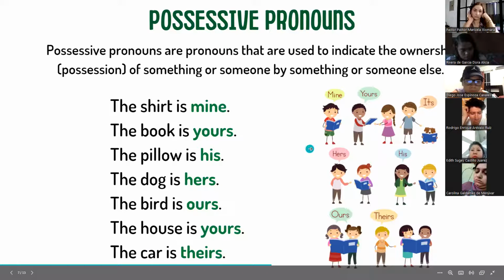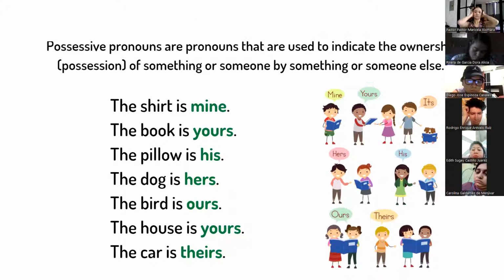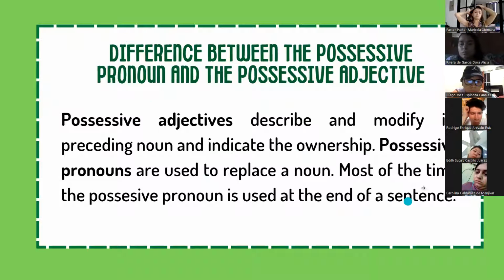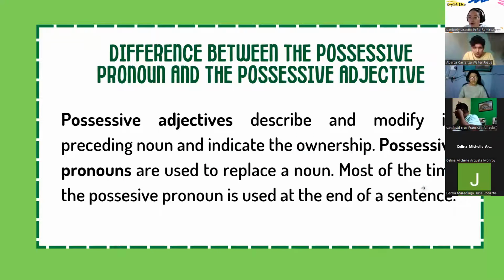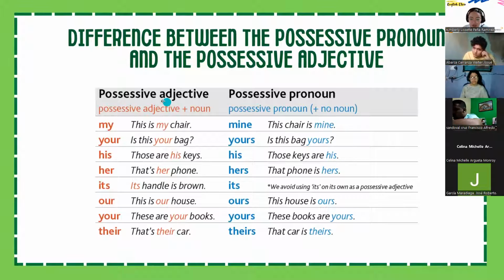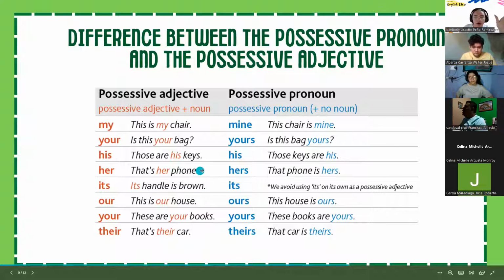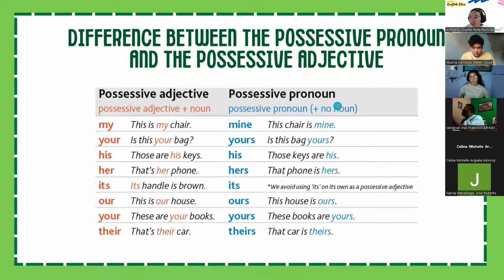Okay. And once again, what is the difference between the possessive adjective and the possessive pronoun? Here in the possessive adjective, there is a noun after the possessive adjective. You see, my chair, your bag, his keys, her phone, our house, your books, their car. There is always something, okay? And with the possessive pronoun, there is no noun.